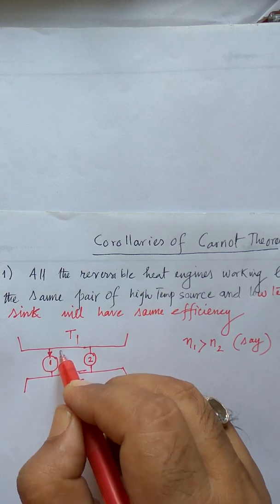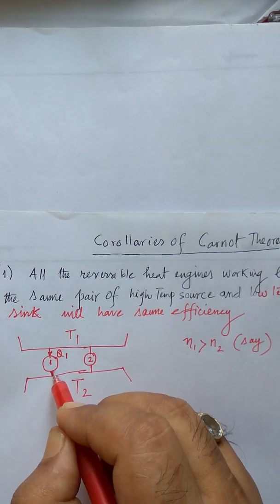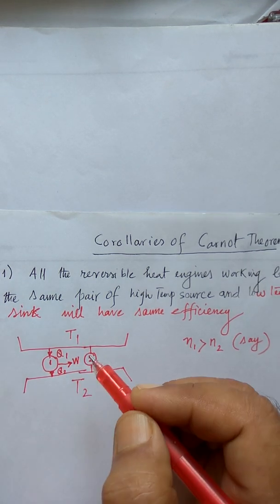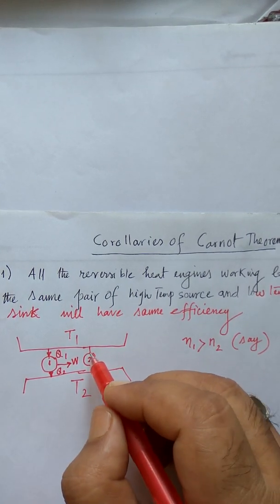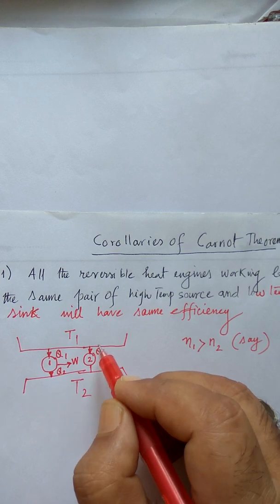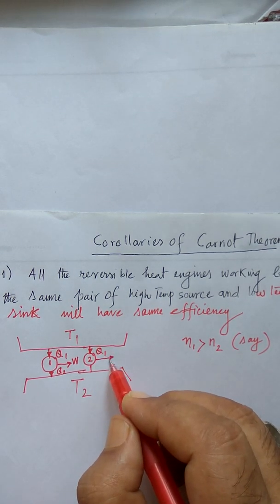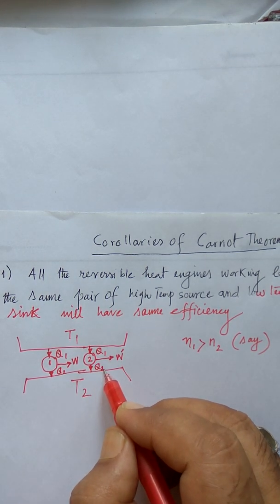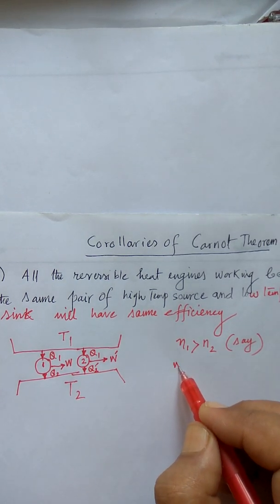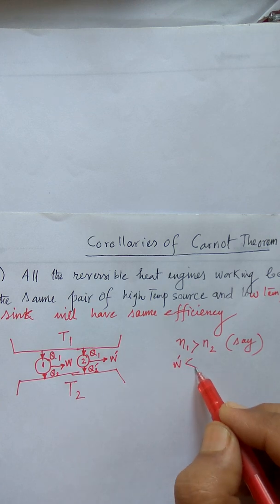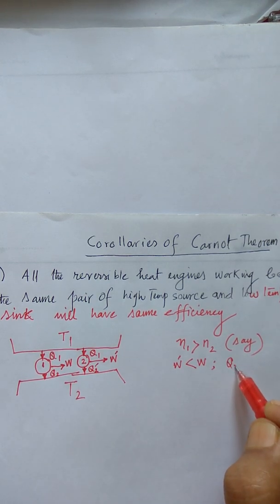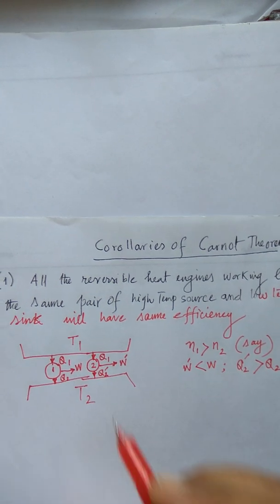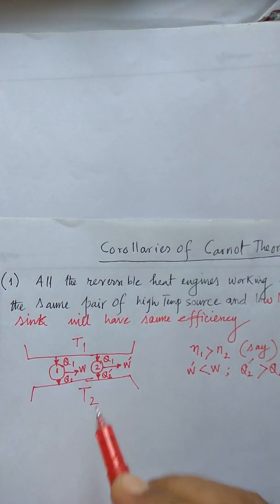Let us say this is taking Q1 amount of heat from T1 and delivering Q2 amount of heat to the low temperature sink and develops W amount of work. And the other heat engine, which is less efficient, let it take Q1 amount of heat from the high temperature source and develop less amount of work, which is W dash, and deliver Q2 dashed amount of heat to the low temperature sink. Obviously by your assumption W dashed will be less than W, so your Q2 dashed will be more than Q2.